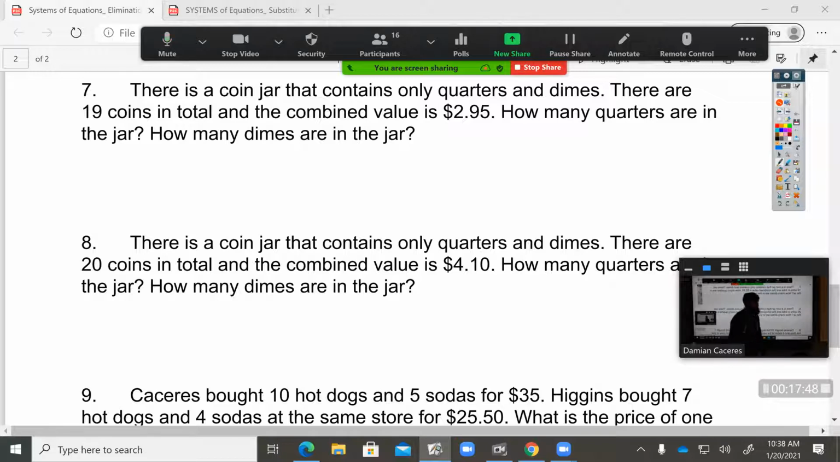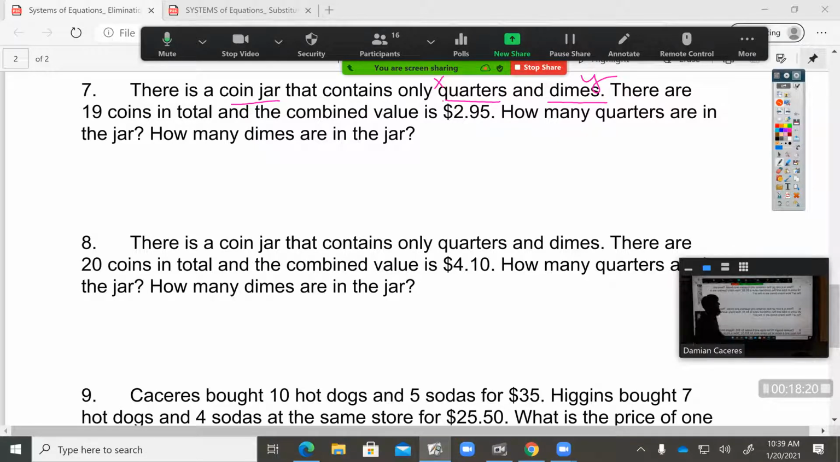Elimination, I think, is the easier one to remember. Substitution takes a little more thinking, a little more labeling of the words that you're reading. So number 7 here. This is a situation like the animal situation where the two equations are not going to be similar to each other. They're going to be related, but they're going to be about different totals. So here it says there's a coin jar that contains only quarters and dimes. So let's start off by giving quarters and dimes a variable. If you want to use Q and D, that's fine with me. I use X and Y.